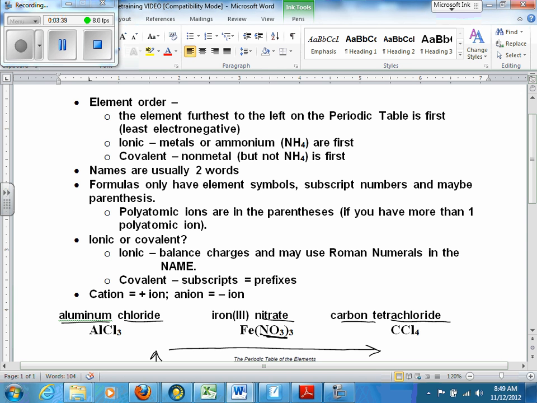Okay? One more little thing, a cation is a positive ion, and a lot of people look at that T and look at the plus charge. So cation is a plus charge, and an anion is a negative charge, a negative ion. If you think about a battery, the cathode is the positive side and the anode is the negative side.